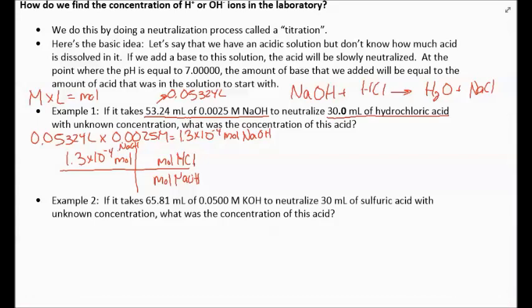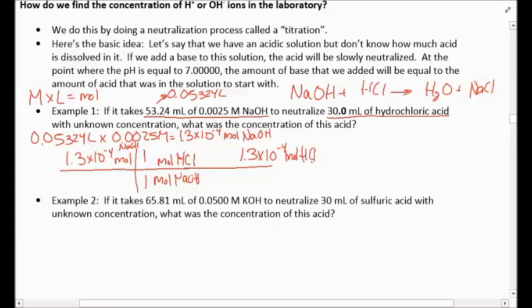This is the more common way of doing it, just because making the base is a little bit easier than making the acid. However, you can do it the other way as well. You can know the acid's concentration and determine the base. So this is a 1-to-1 ratio. Once I figure out the moles, I'm done with that part. So we end up with 1.3 times 10 to the negative fourth moles of HCl. Because it's a 1-to-1 ratio, my moles haven't changed.